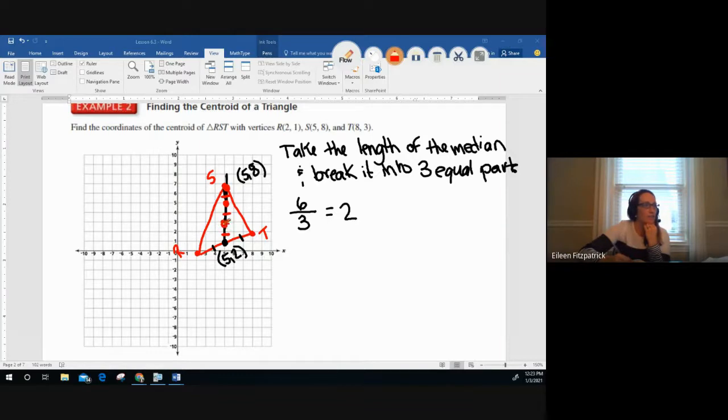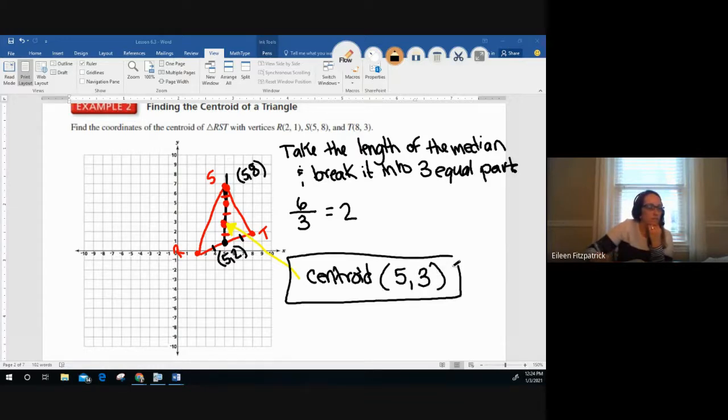Okay, so this is your centroid. So this point right here is your centroid. Oh, you can't really see that in yellow. Let me write in black. This is your centroid. Okay, so the centroid has a coordinate of over 5 up 3. And that's it. So that is a multi-step problem. Not too bad.